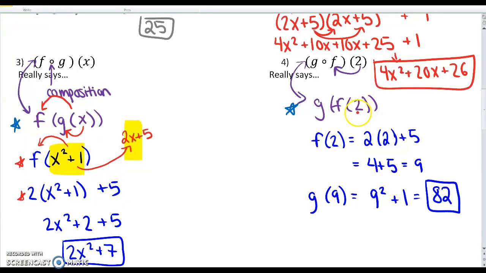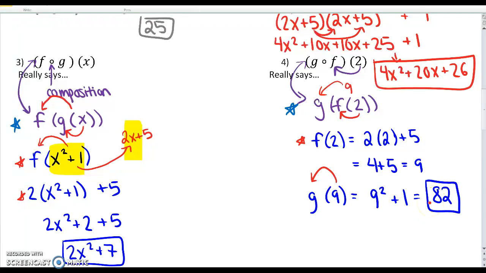Okay, this one over here, it says you take 2 and plug it into f. So I started with that because that needed a change. So f was 2x plus 5, but now I'm plugging in 2. So it's 2 times 2 plus 5, which is 9. So now I'm going to take whatever f of 2 was, which is 9, and I'm going to plug it into g. Okay, so g is x squared plus 1, so now it's 9 squared plus 1, which is 82, and that's how I got my answers.